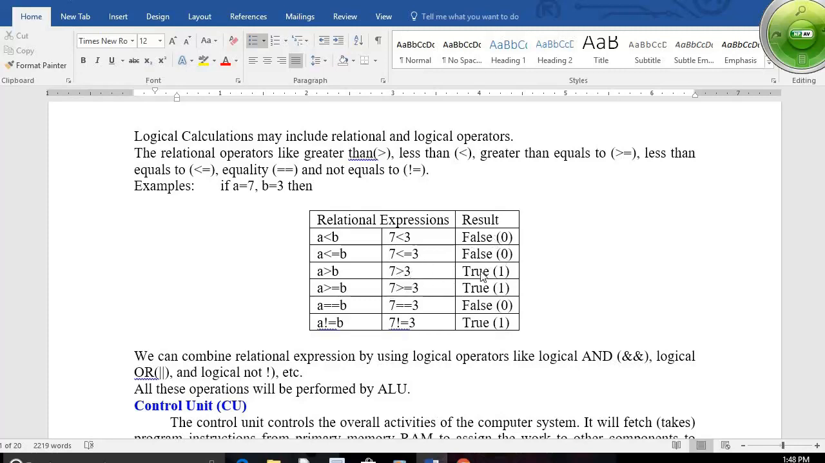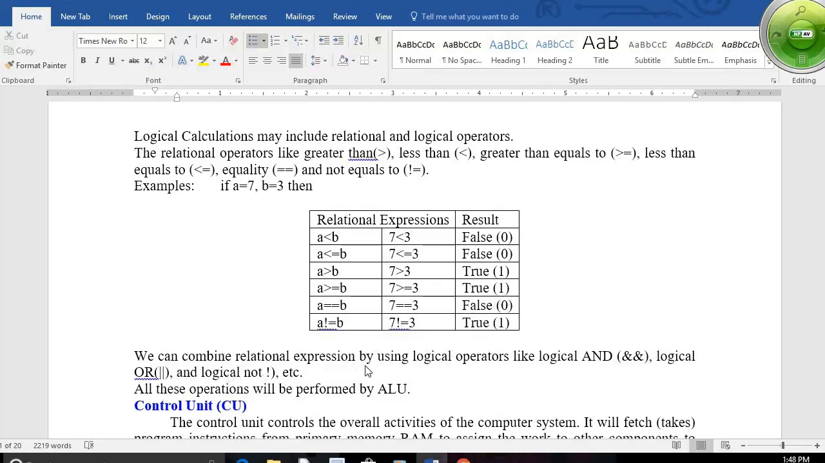7 is greater than 3? True. It is not equal to 3, but it is greater than 3. 7 is equivalent to 3? I used the equals sign twice here. Don't use it once. If you use it once, that is the assignment operator, which we will discuss in the forthcoming classes. 7 is equivalent to 3? No, false, 0. 7 is not equal to 3? Yes, it is true, 1.